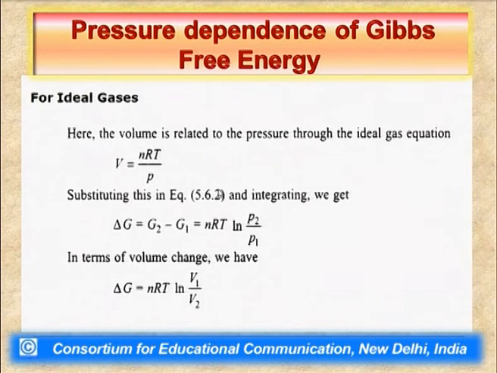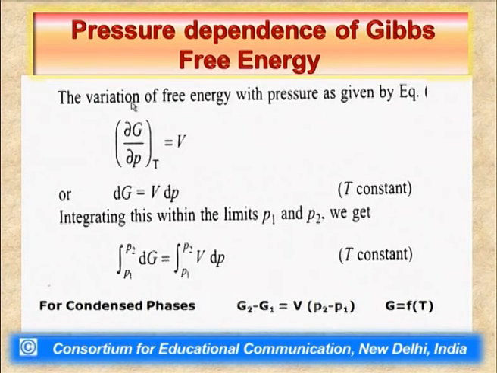So, now it is time to see how the Gibbs energy changes with change in pressure. Volume is related to pressure through the ideal gas equation, V equals nRT by P, we all know this. To get the variation of Gibbs free energy with pressure, we need to consider the differential coefficient (∂G/∂P) at constant T, which equals V. Rearranging, dG equals V dP at constant temperature.